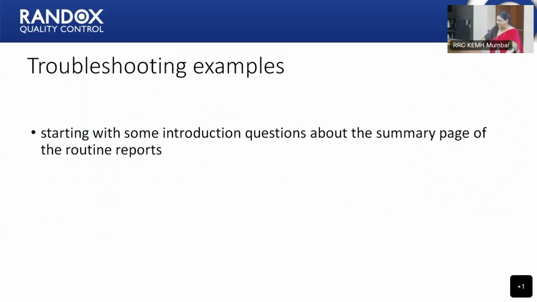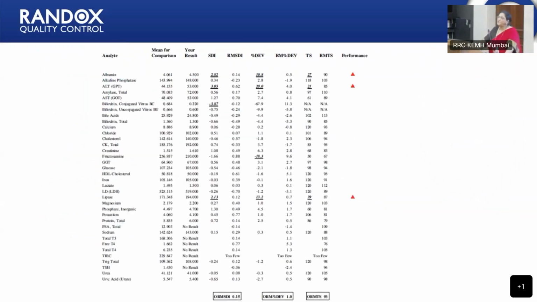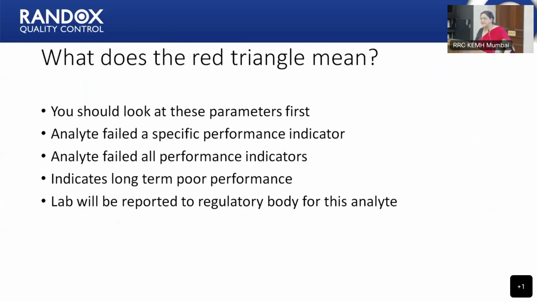We'll see a few troubleshooting examples. Starting with the introduction, we'll look at the summary page of the routine report. This is a summary page of the routine report. Here, a few of the parameters are showing a red color triangle. What is the meaning of this red color triangle?